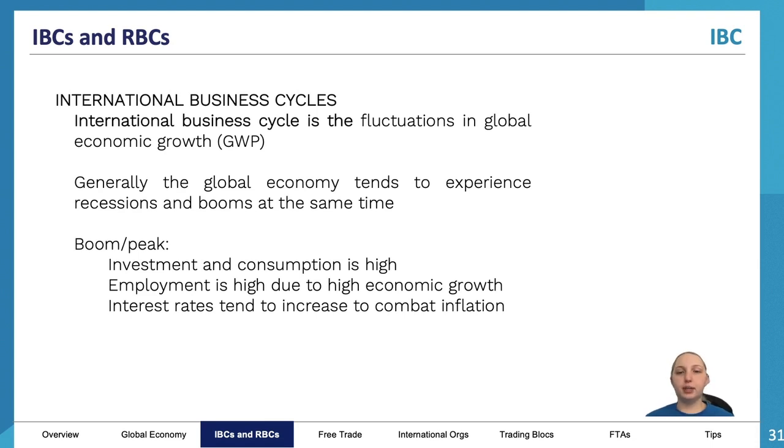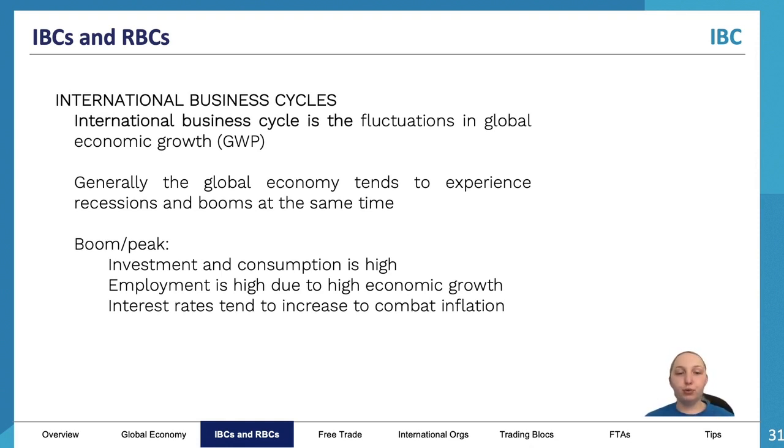Generally, the global economy tends to experience recessions and booms at the same time. So essentially what that means is that typically countries tend to experience the same things at the same time. Of course, it's not exactly in sync and it's not always to the same degree, but it's rare for, say, America to be experiencing a really big boom and, say, the EU to be in recession. So typically things do tend to line up between economies.